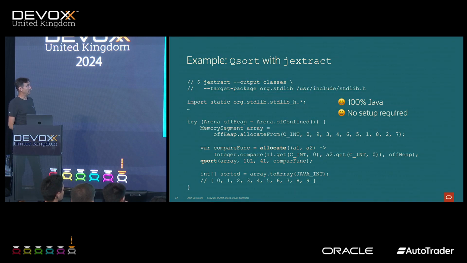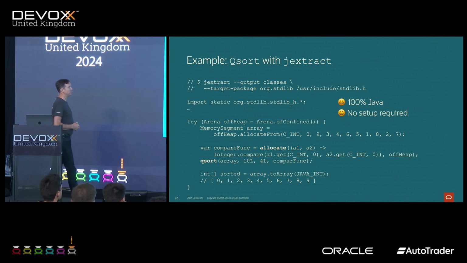So this is an example of a callback. And this is also an example of a tool called JExtract. I showed how to do this manually, but there is an automatic way to create all the bindings from a library. In this case, I have invoked JExtract for the stdlib C library, and it will generate all the bindings for me for the native calls.